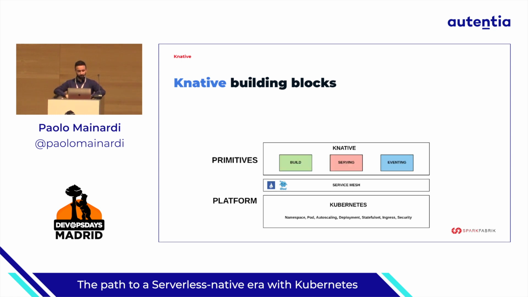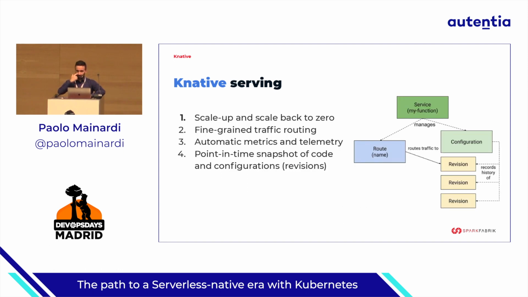And then, on top of it, we have the three big primitives of Knative, which are also three projects: build, serving, and eventing. Let's see in detail what they are. Knative serving, basically, is one of the main components. It allows us to do a lot of nice things like scale up and scale back to zero. This is something that Kubernetes doesn't support natively. When you spin up a new deployment, you must always have at least one instance of the application you are running. So it's extending the behavior of Kubernetes, allowing it to scale down to zero.